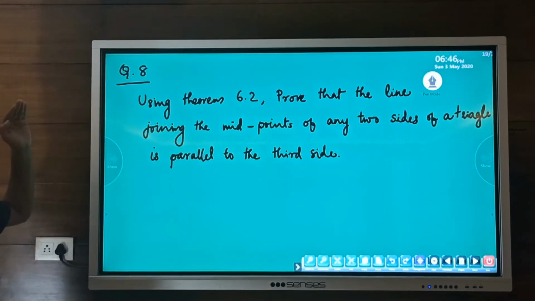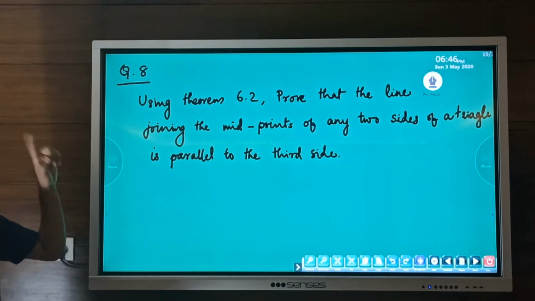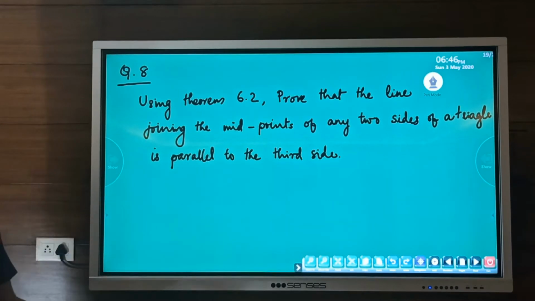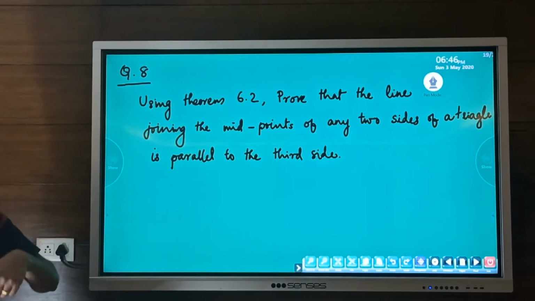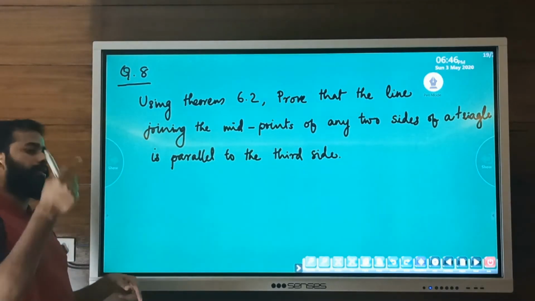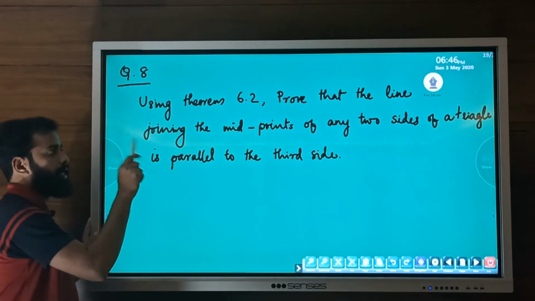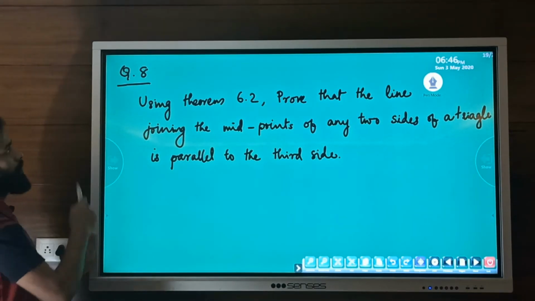Then the converse of the theorem: if the line divides the other two sides in the same ratio, then the line will be parallel. So by using that property, we are going to prove the midpoint theorem. Using theorem 6.2, prove that the line joining the midpoints of any two sides of a triangle is parallel to the third side.